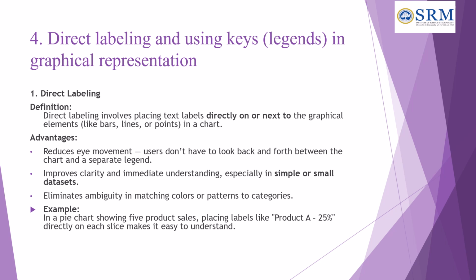It works especially well for small or simple datasets where space allows for clean labeling. For example, if a pie chart shows sales for 5 products, adding labels like product A 25% directly on the slices gives users instant clarity without any confusion about which color or pattern matches which product.